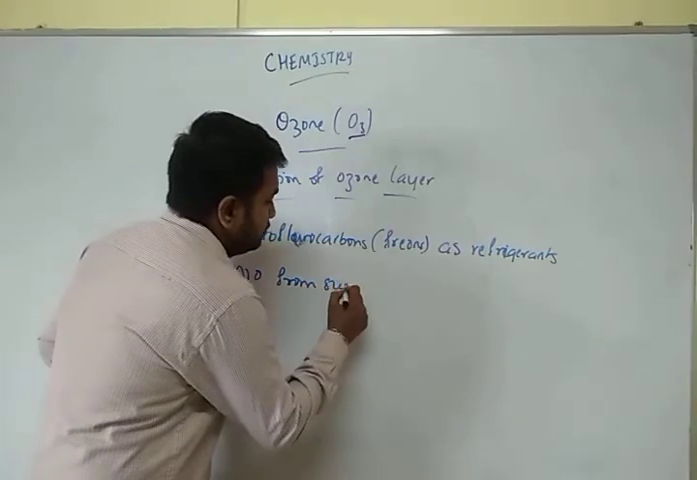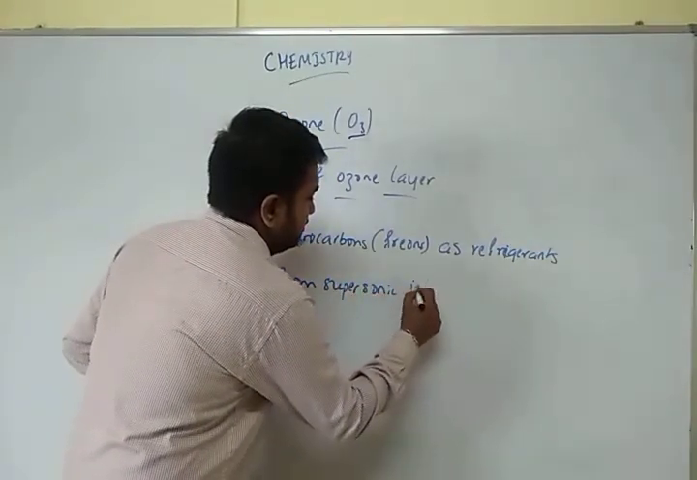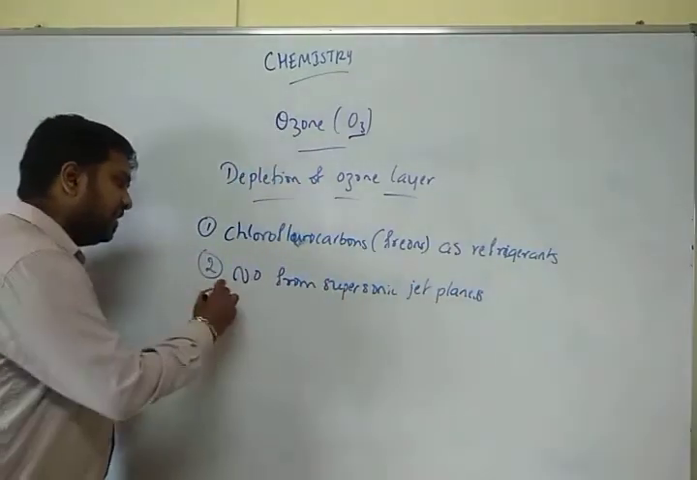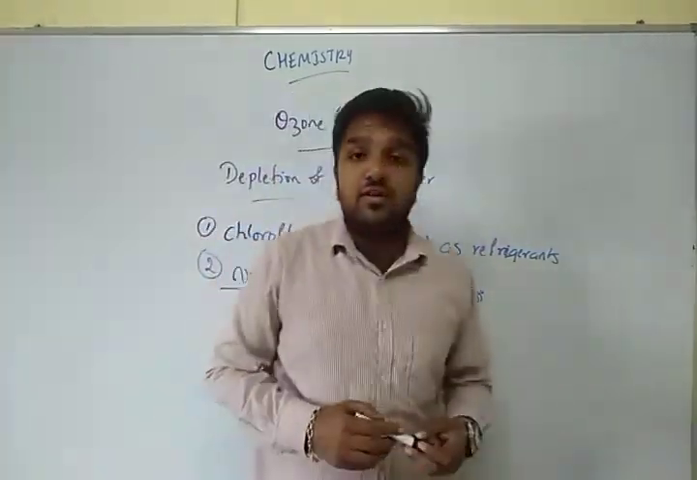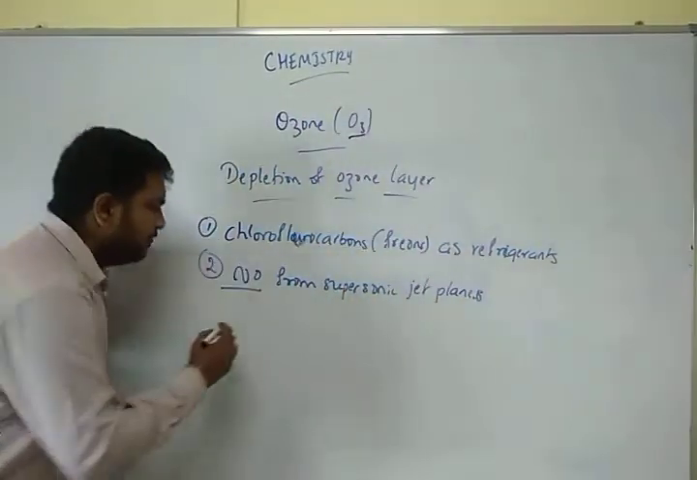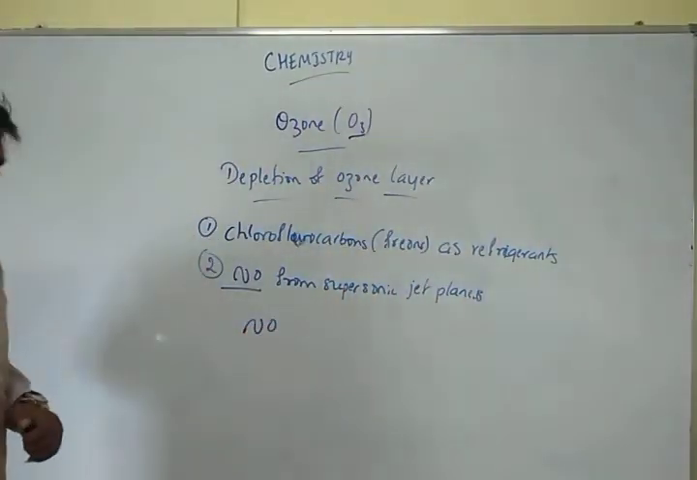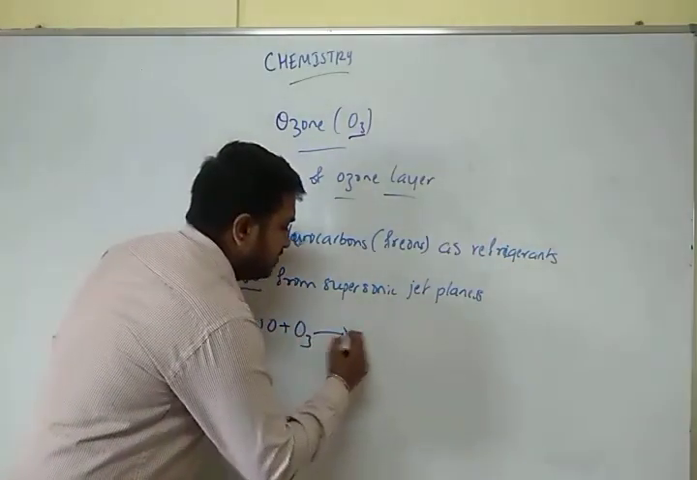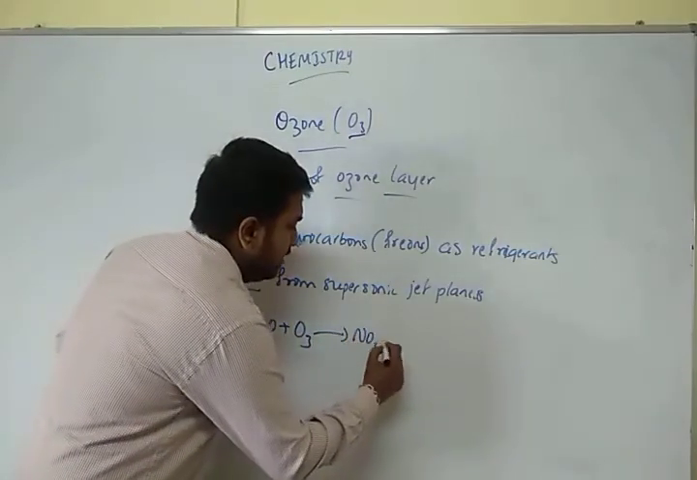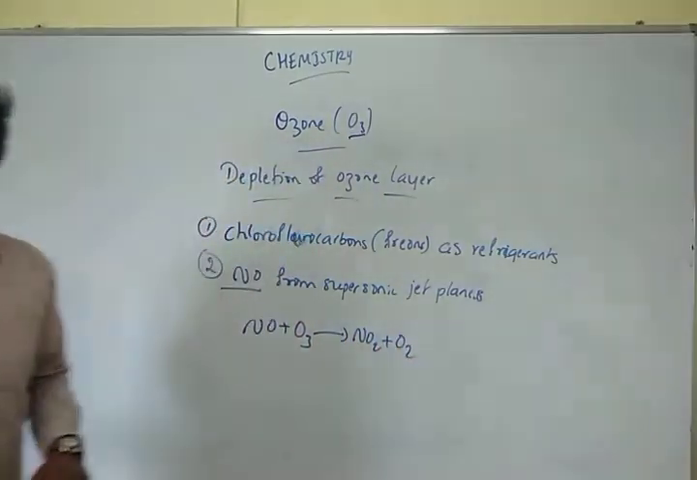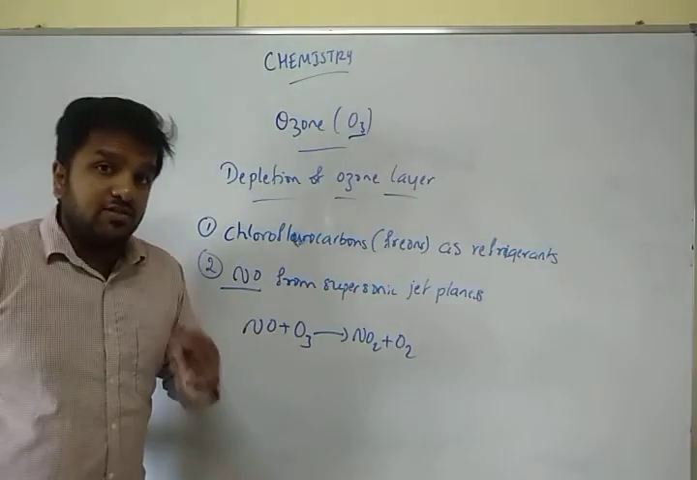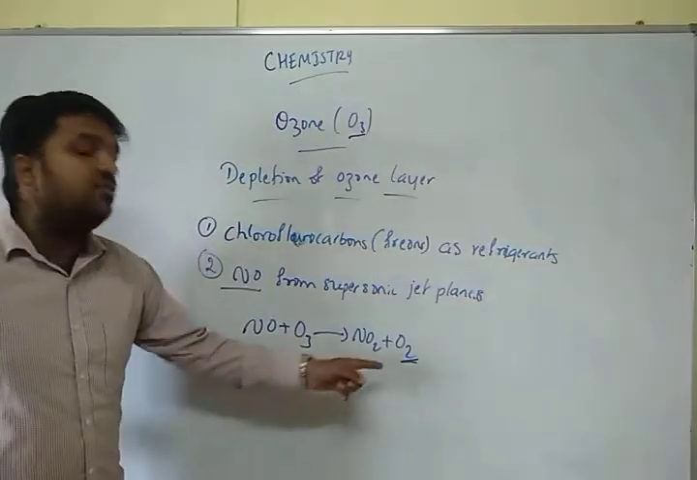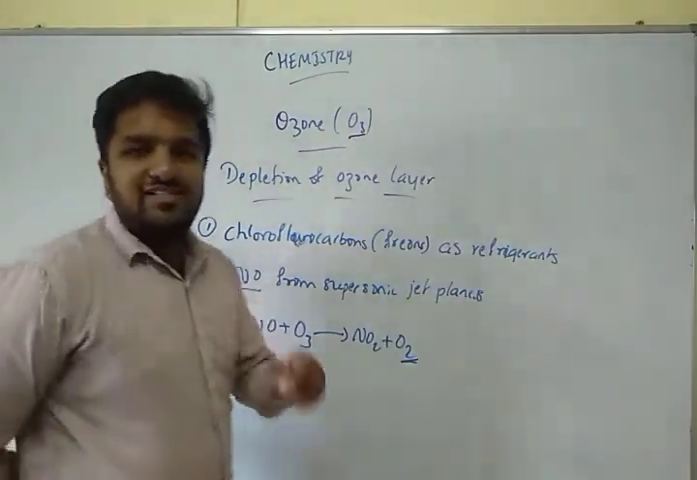What does this nitric oxide which is released from supersonic jet planes do? Clear? So when this nitric oxide comes in contact with ozone, it converts the ozone to dioxygen, and nitric oxide is converted to nitrogen dioxide, NO2. Clear? When it is in the form of O2, it loses its characteristic.